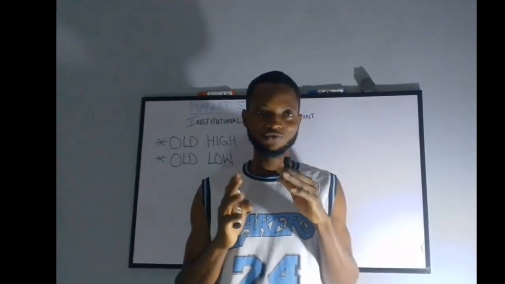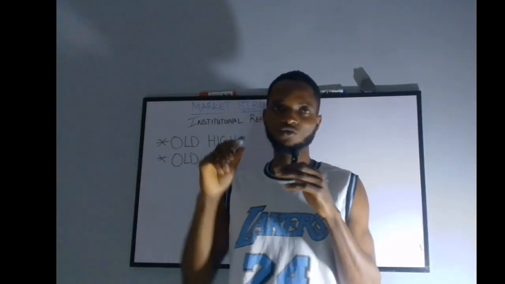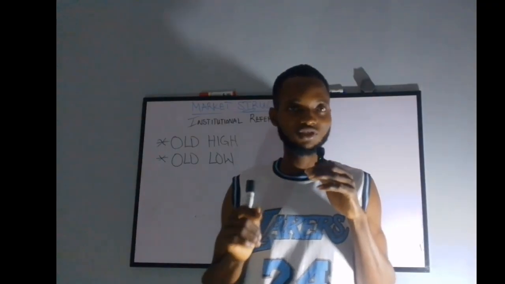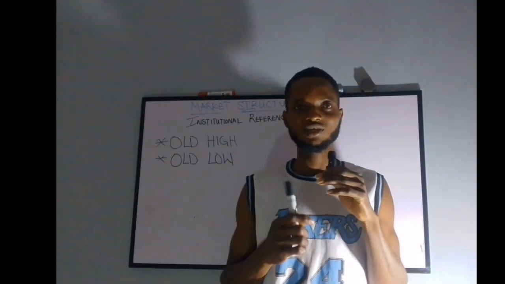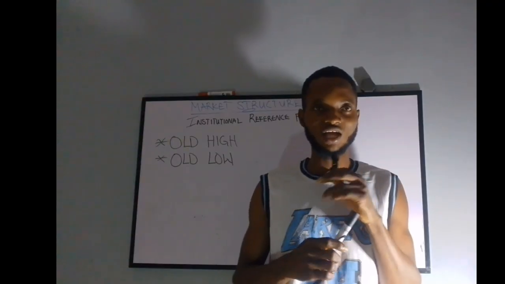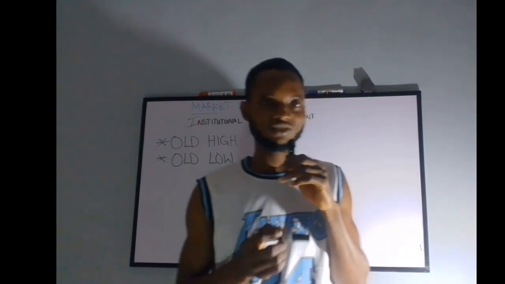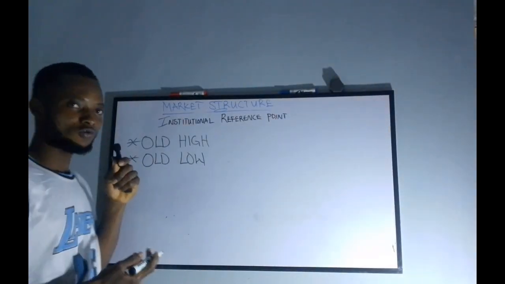I want to take a few minutes of your time to explain what I call old high and old low. This is part of the institutional reference point. The institution makes use of this to enter their trades, to make an informed trading decision, and you can actually leverage or take advantage of this. So let's start. What is an old high and old low?